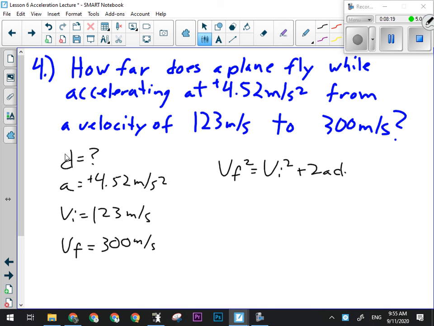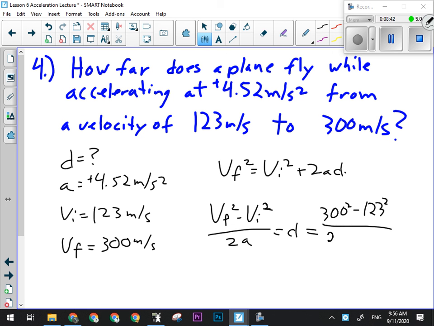So we're trying to solve for d. We're going to subtract VI squared over to the other side, so we'll have VF squared minus VI squared, and then we'll divide by 2A to leave d by itself. And then when we plug in our numbers, we'll have 300 squared minus 123 squared, divided by 2 times 4.52.